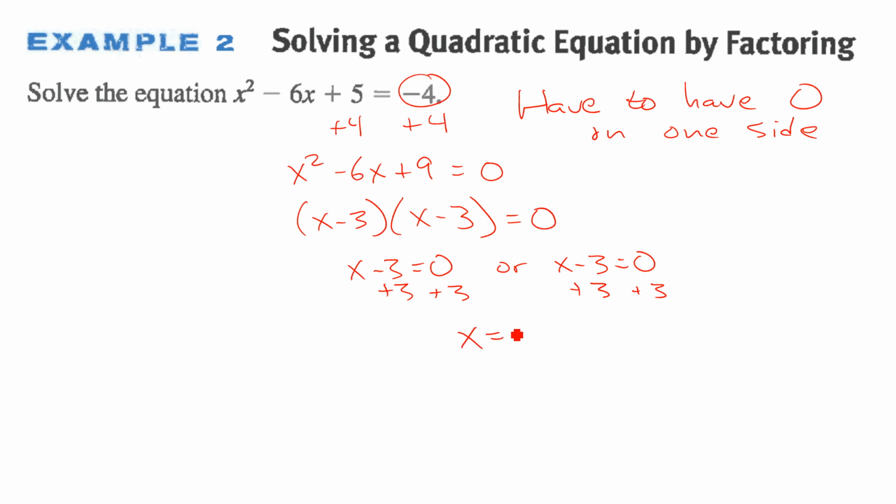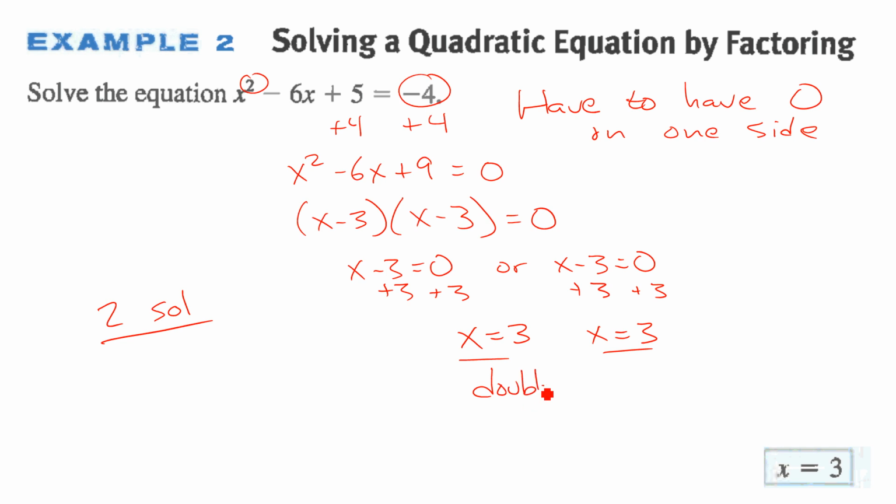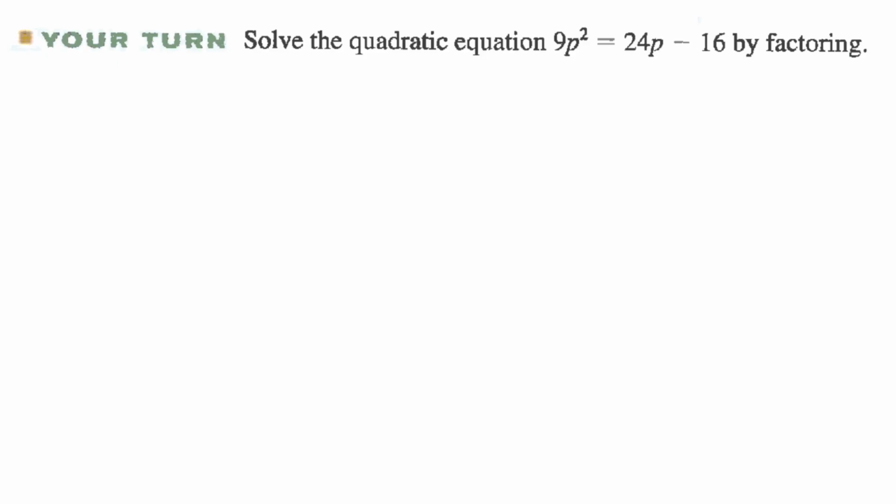x equals 3. So this is what we call a double solution, because remember, in an x squared problem, you need to have 2 solutions, right? And we do have 2 solutions, but they just happen to be the same number. So we say x equals 3 is a double solution. And so x equals 3 is our only answer. All right, your turn.